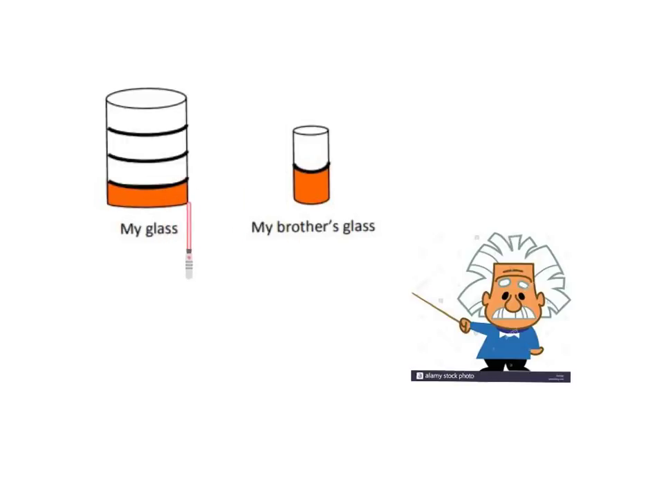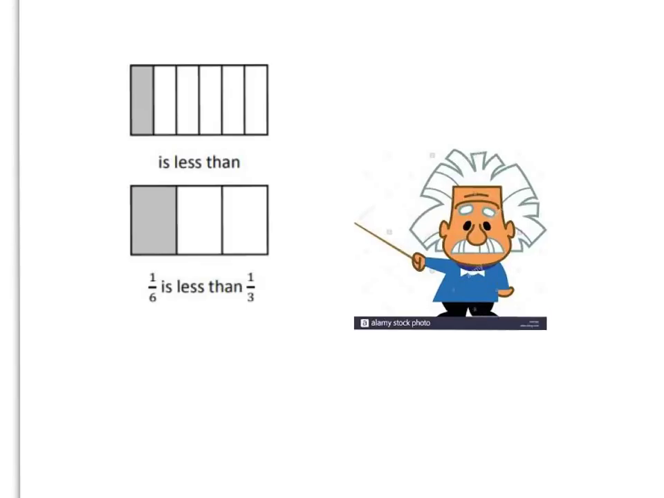Does this picture prove that? It does not, because the glasses we have are different sizes. This glass, my glass, is larger than my brother's glass. We can't really compare. We have to consider the size of the whole when we compare fractions. Let's look at this picture.